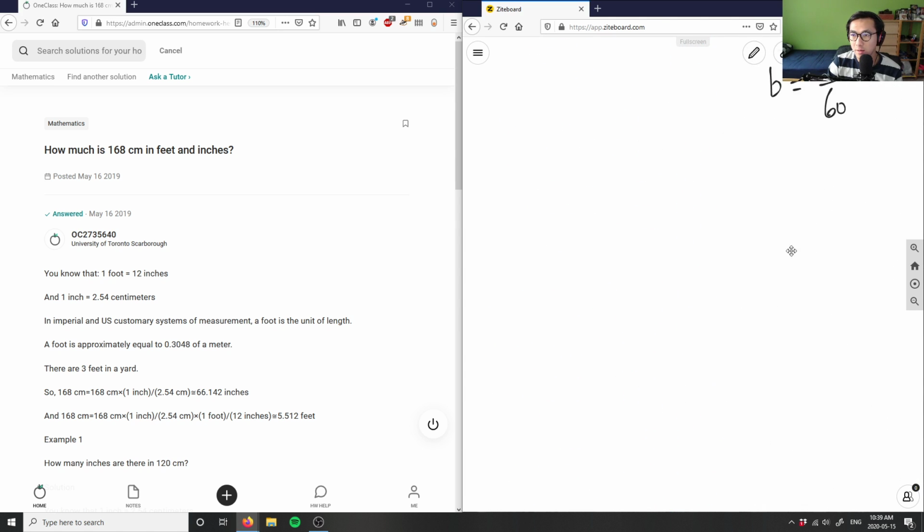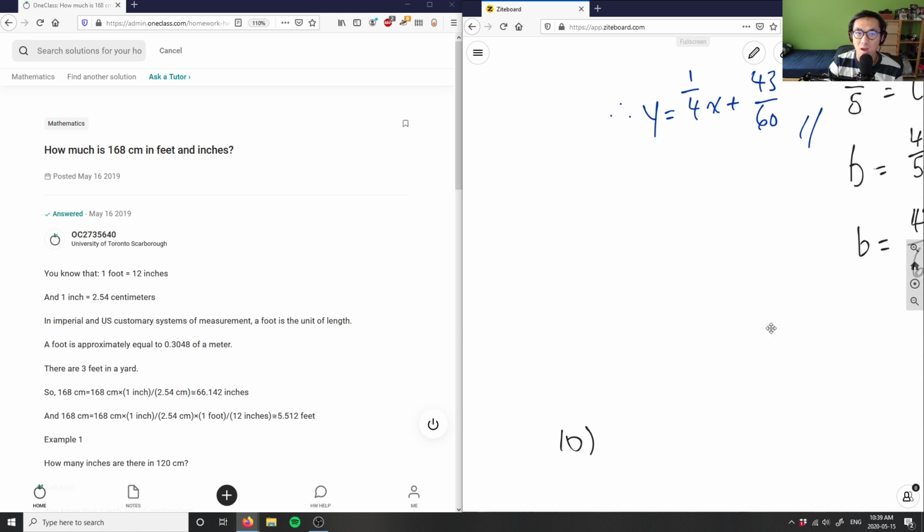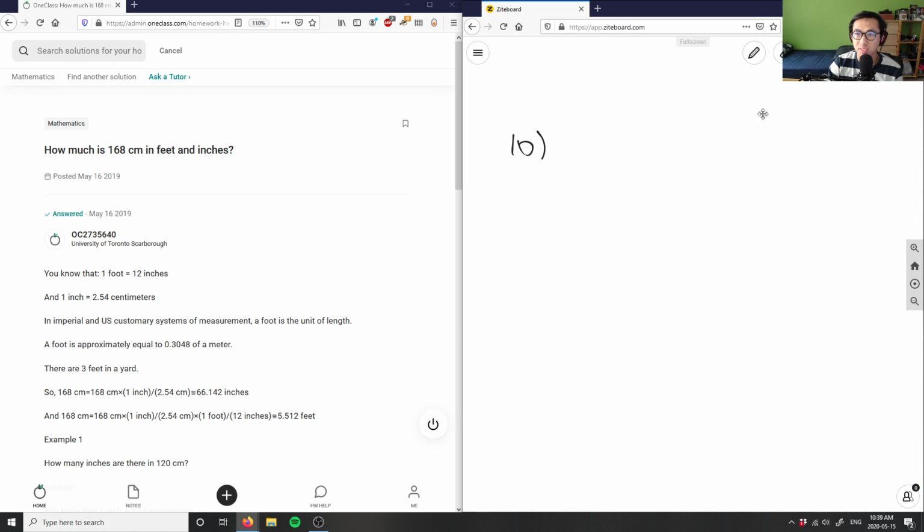Let's look at number 10. I think I have 3 more problems for today, probably bringing us to 11 here. Double check, it's number 10. Yeah. It's asking us how much is 168 centimeters in feet and inches.